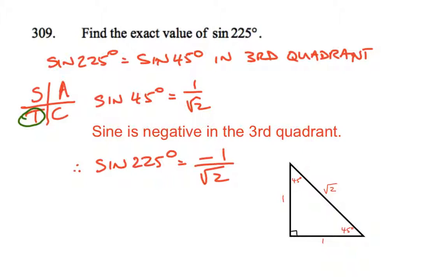So there we have it. We could, in some textbooks, need this to be multiplied by root 2 on root 2 just to rationalize the denominator there, but I think we'd be able to get away with just leaving it like that. But the alternative is to say minus root 2 on 2 when we rationalize the denominator.